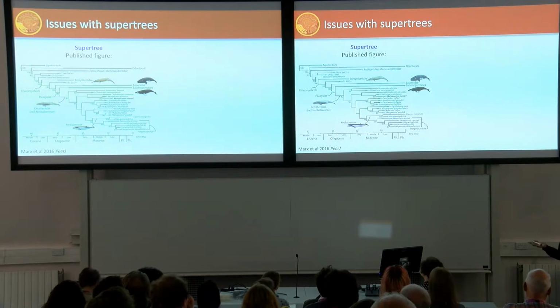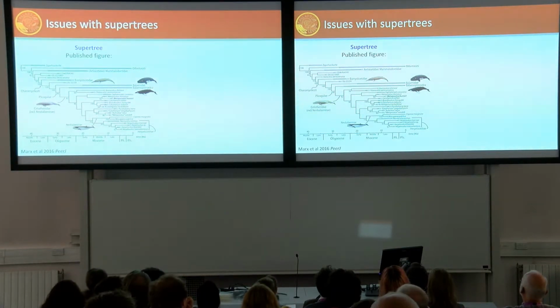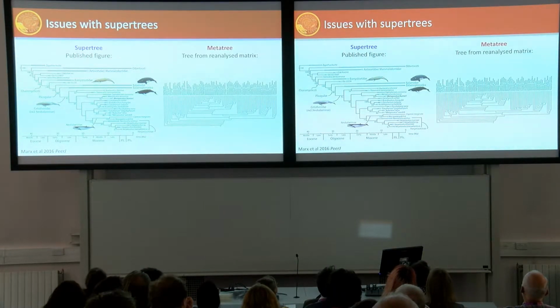If you're doing a supertree, you're stuck with the published figure. Here's an example from a paper by Felix Marx. This is the tree you get in the paper. This is the tree you get if you reanalyze the matrix. What he did for his paper is collapse a lot of his non-focal clades. That's information you lose if you use the supertree that you can retain if you do a meta-tree.